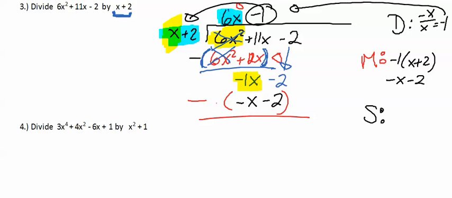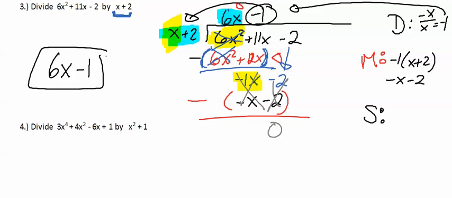And again, if I subtract the entire thing, the first term cancels out. And in this case, we look at negative 2 minus negative 2. That cancels out, and our remainder is 0. So our final answer when we divide is 6x minus 1.